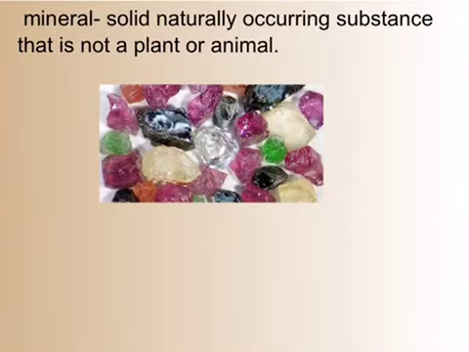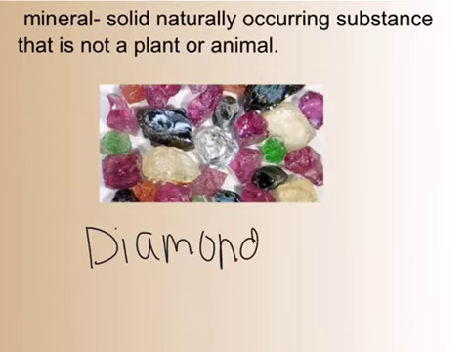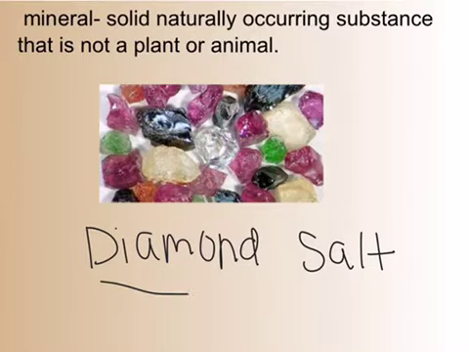Tonight's first word is the word mineral. Mineral is a solid, naturally occurring substance that is not a plant or an animal. An example of a mineral is a diamond, and another example of a mineral is salt. And we're going to talk about hardness a little bit later on, but you do need to know that a diamond is the hardest mineral.